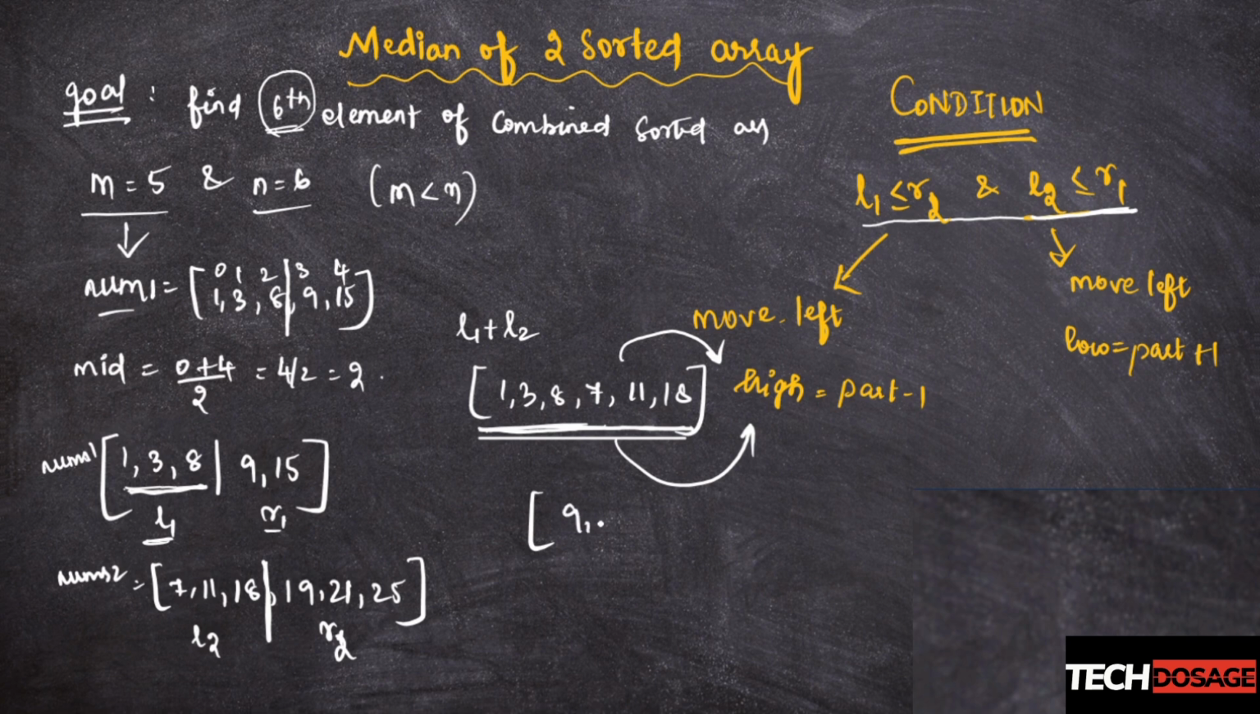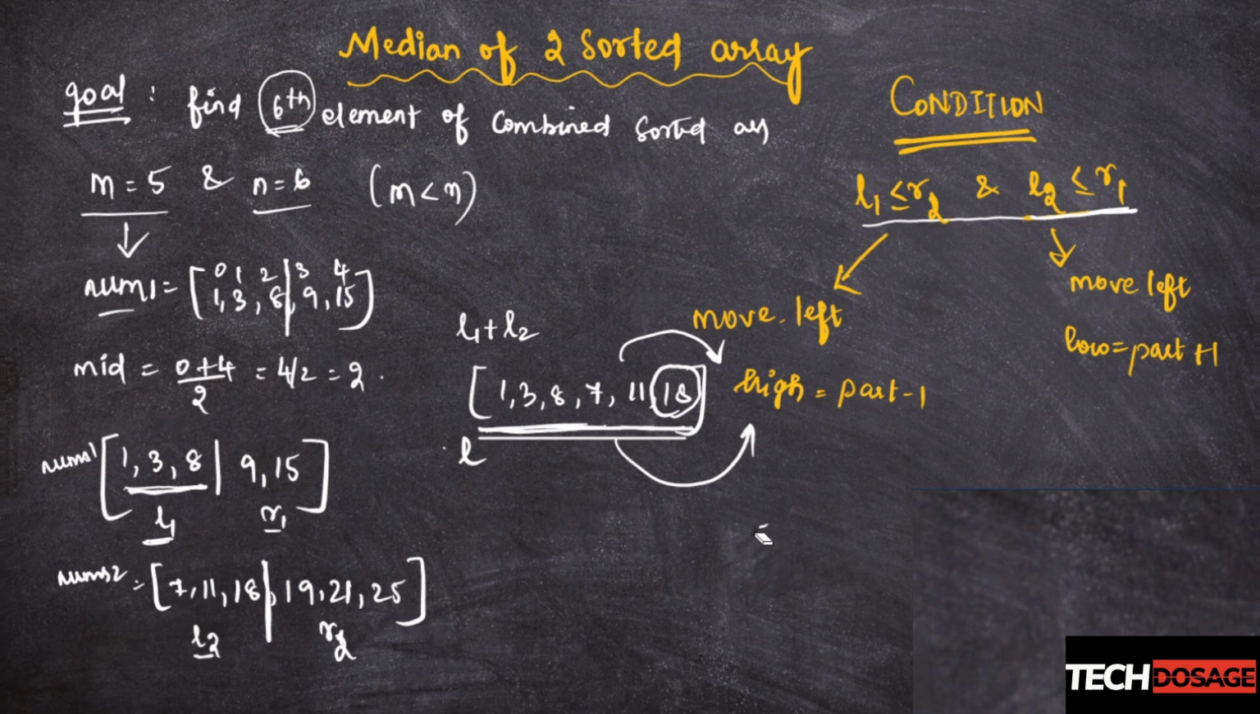So I'll be saying 9, 15, 19, 21, and 25. Is it even sorted? This is going to be the left side and this is going to be the right side of a single sorted array. Is that even possible? See, this is 18. 18 is coming before 9. So can I say that this is sorted? No, this is not sorted. So I cannot simply say that L1 and L2 are the left elements of the resulting array.